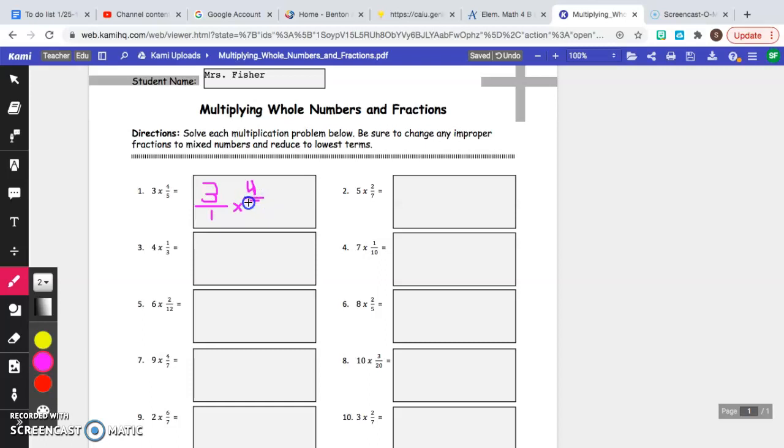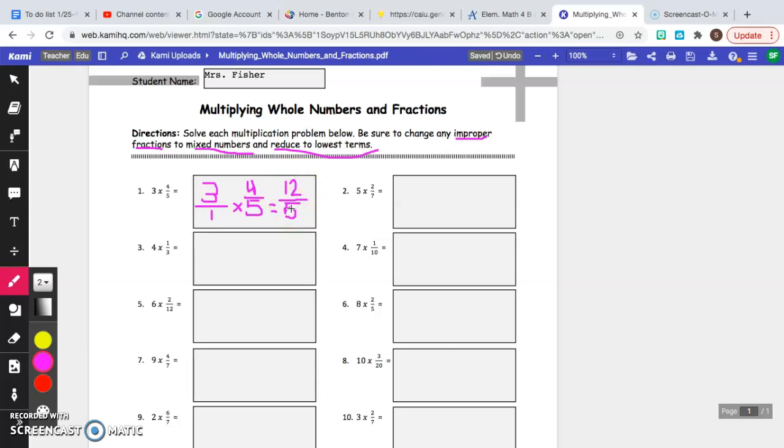Now in the directions, this is so important: be sure to change any improper fraction to a mixed number and reduce to lowest terms. Improper means that the top number, our numerator, is bigger than the denominator. So let's see. 3 times 4 is 12, and 1 times 5 is 5. So this is improper. The numerator is bigger than the denominator.